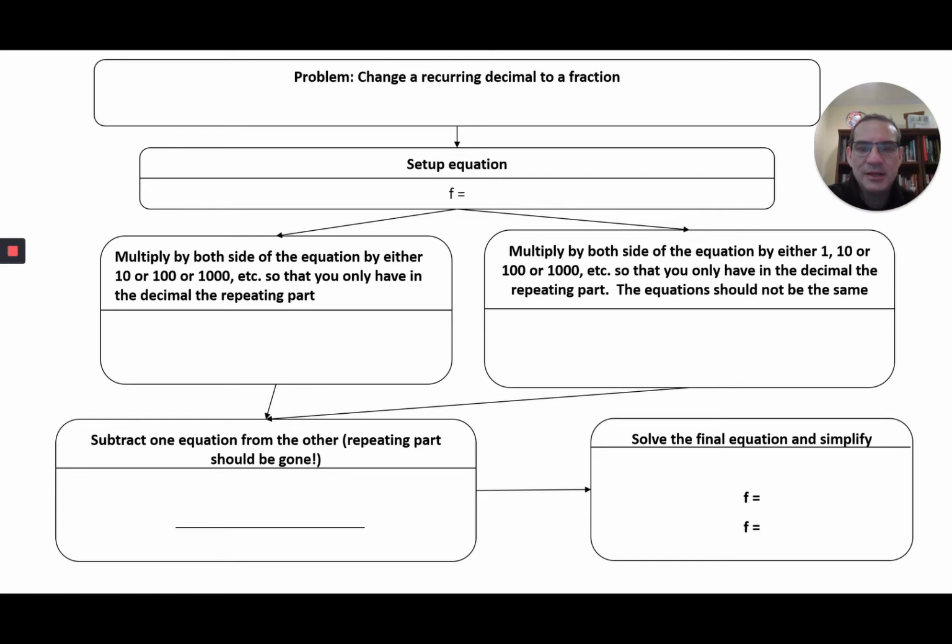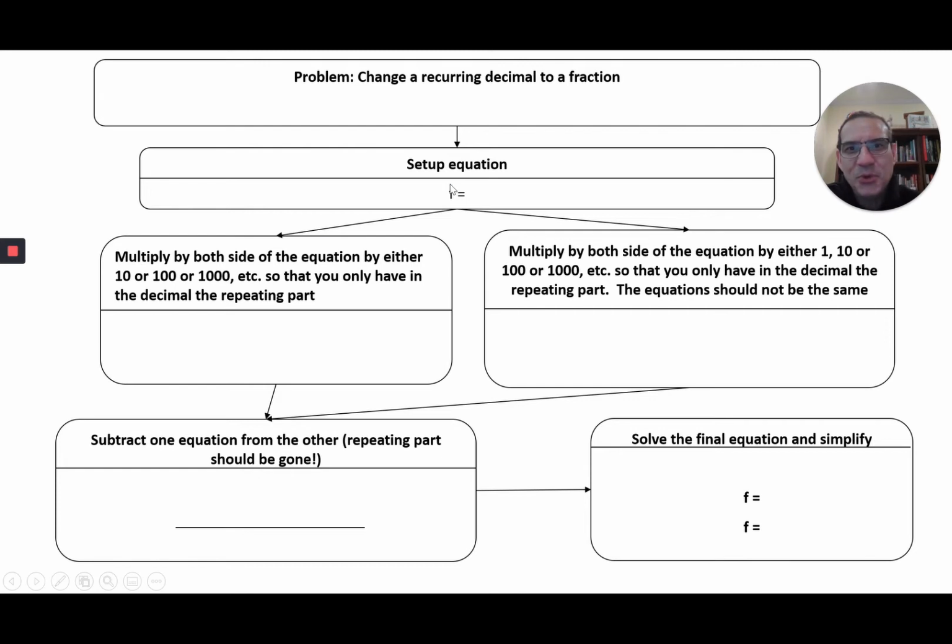You're exploiting that thing that I mentioned to you before. So by doing that, you're going to have an equation here, and then you're going to multiply the equation, using the property of equations, both sides by a number, either 10 or 100 or 1,000, depending on the type of repetition you have in the decimal. You're going to multiply both sides, and then you're going to end up with one equation. The trick is to do this multiplication so that you only have in the decimal part that repeating portion. You have it again and again and again.